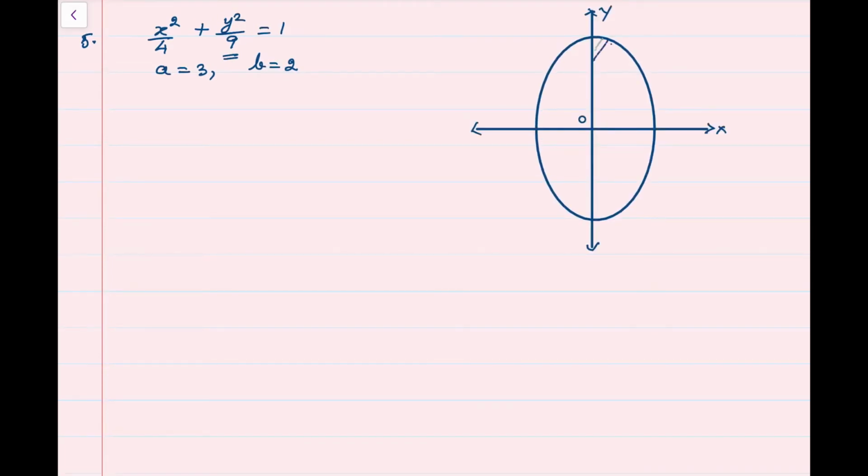Question number 5. Find the area of the region bounded by the ellipse x square divided by 4 plus y square divided by 9 is equal to 1. The bigger number is with y. Therefore, it is the second type of ellipse. Here a is 3, b is 2. Always we take the bigger number as a in an ellipse. We will find this area and multiply it by 4 as ellipse is symmetrical about x and y axis.